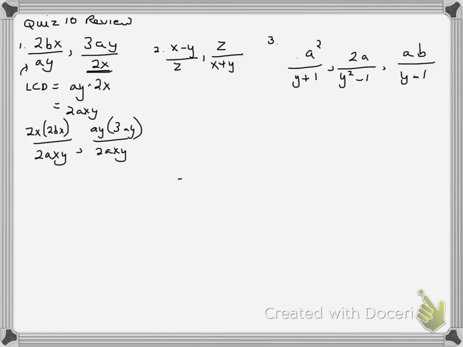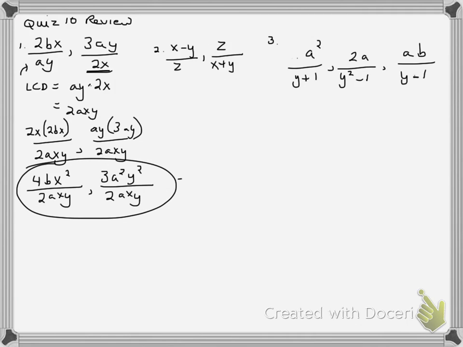Now all I have to do is simplify those. I'll get 4bx squared over 2axy. And I'll get 3a squared y squared over 2axy. And I think most of you got that.